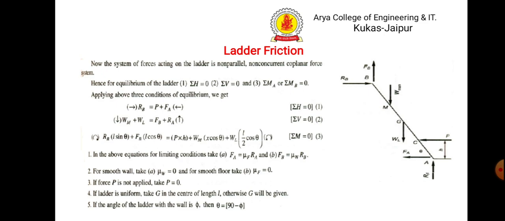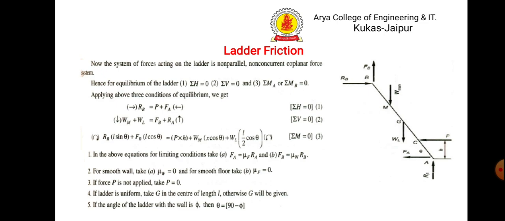And suppose it is given that the floor is smooth, then mu f equals 0. If mu f equals 0, then definitely your Fa will be equal to 0. If the force is not applied, then take P equals 0. If the ladder is uniform, then take G in the center of the length, otherwise G will be given, that is, the CG will act at this point. If the angle of the ladder with the wall is phi, then theta will be equal to 90 minus phi.